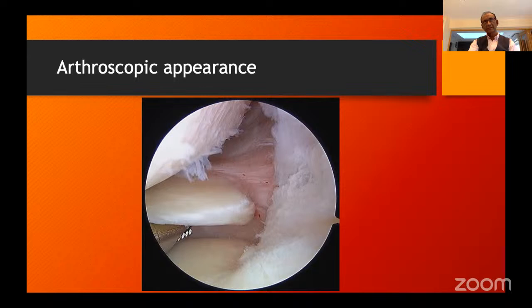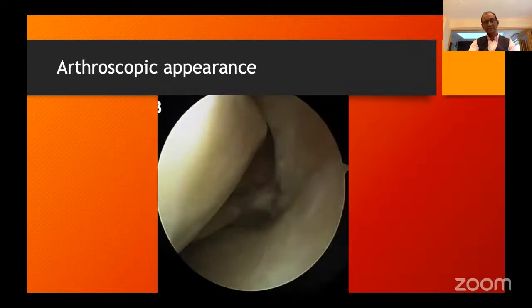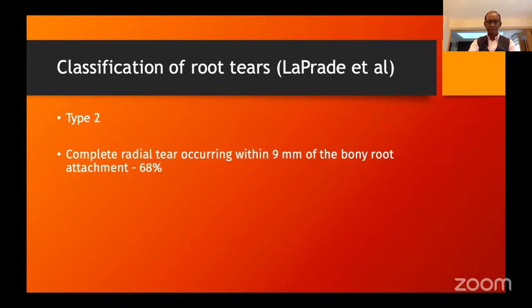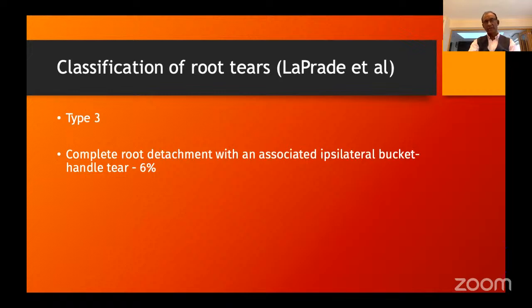All the others types, I mean, there are 5 types, are less than 10%. So this is type 2, which is the main one, a complete tear of the meniscus within 1 centimeter, and it's 68%. Now, type 3 is complete root detachment, but with an ipsilateral bucket handle tear, again a low percentage, so it is associated with bucket handle tear.